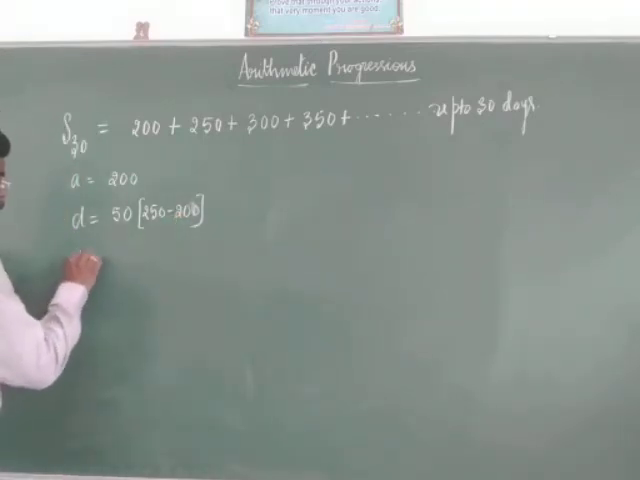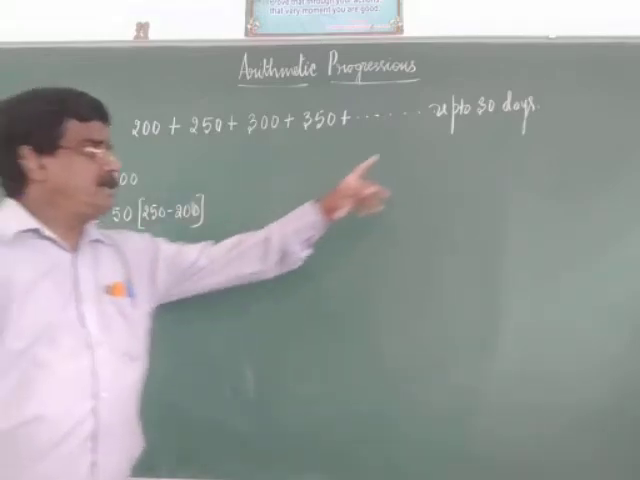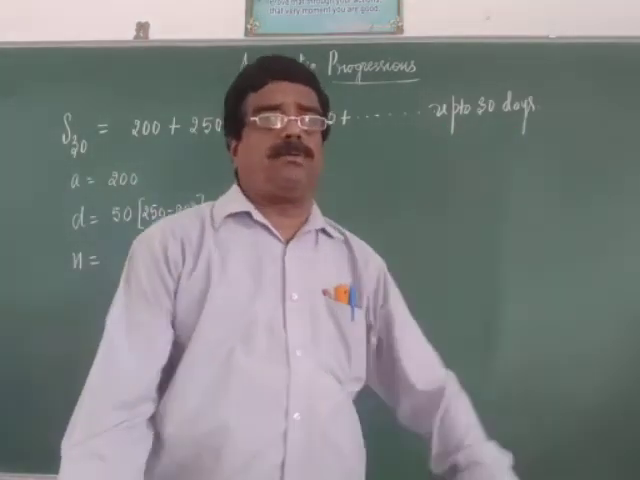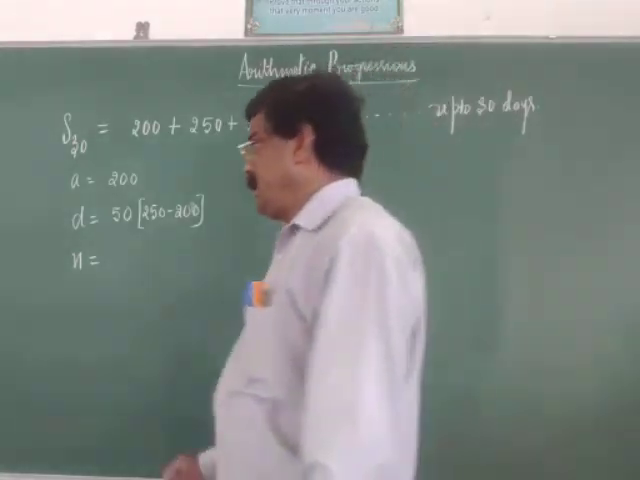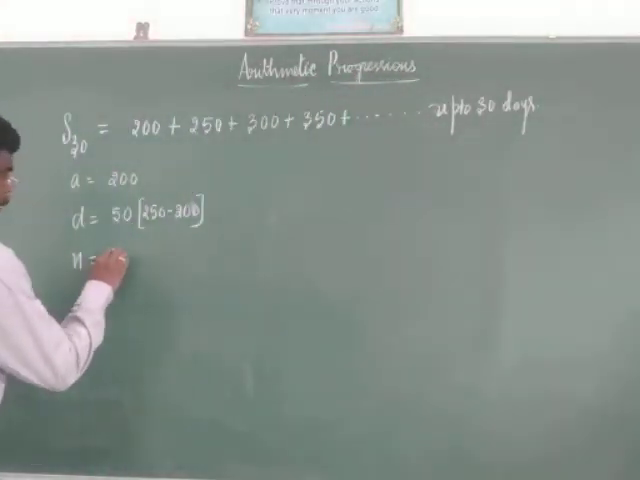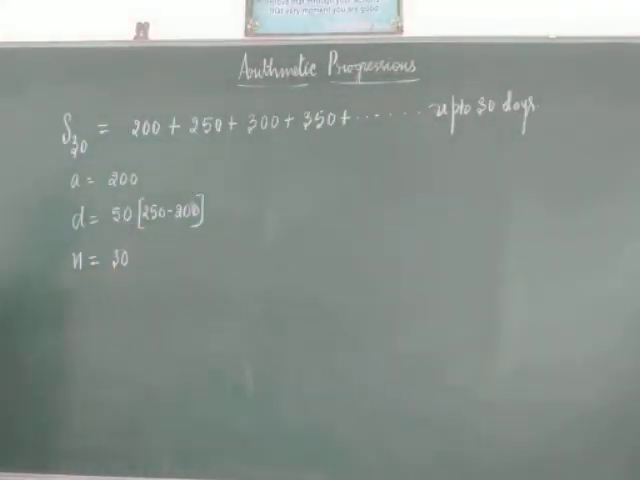Next is N. N means number of days. 1 day, 2 days, 3 days. According to this sum, it is for 30 days, or the number of terms is 30. The question asked here is S30, what is S30?